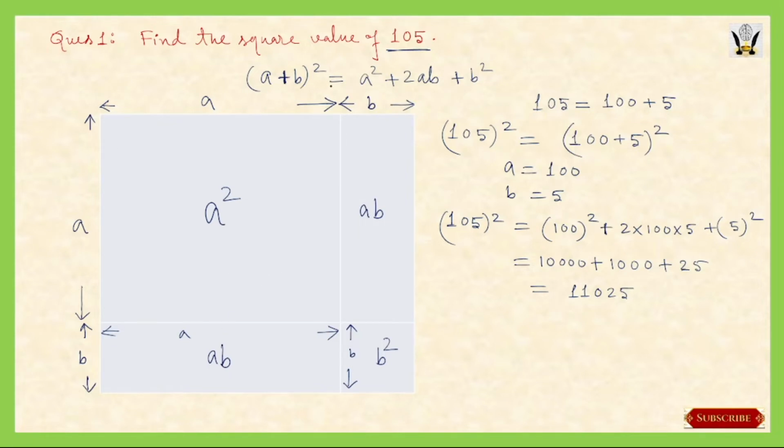So what will be the total area of the final square? It will be the summation of all these four areas. So it will be A square plus AB plus again AB and this B square. So it will be what? It will be A square plus 2AB plus B square.